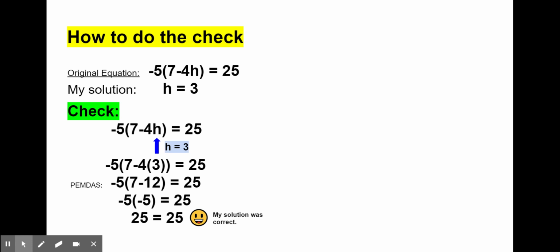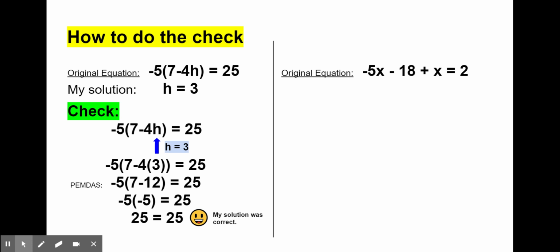Now that we've looked at a distributive equation problem, let's take a look at another example. The rules for checks apply for all equations. So here's our new example. We have -5x minus 18 plus x equals 2. This one is a combined like terms equation. So let's say I solved it, again, using reverse order of operations and the opposite to both sides. I get my solution to be x equals 5.